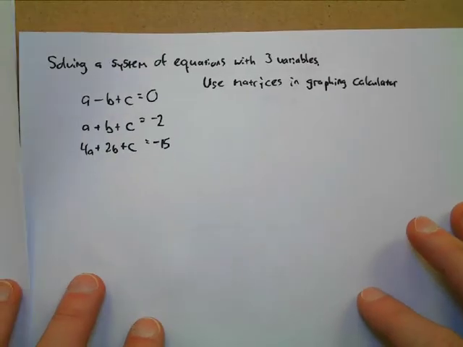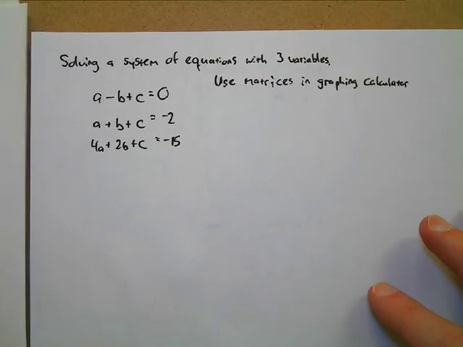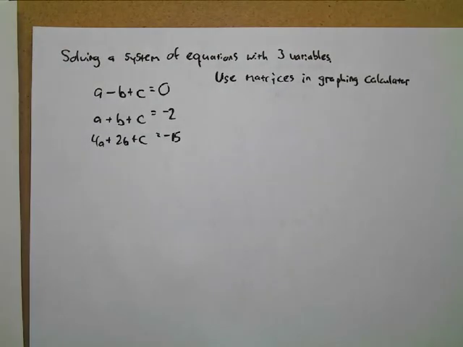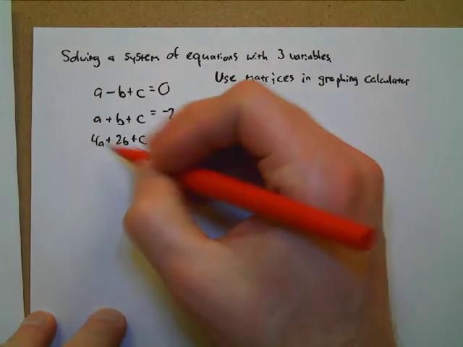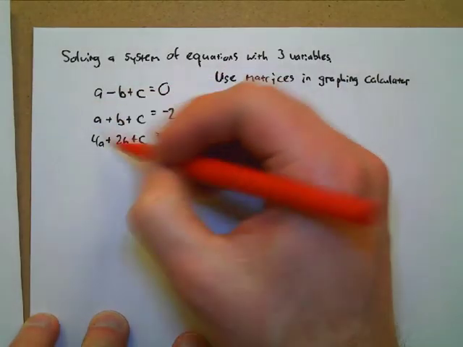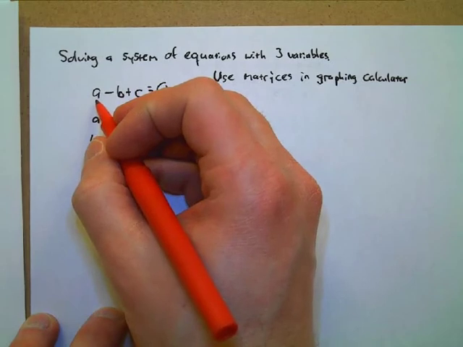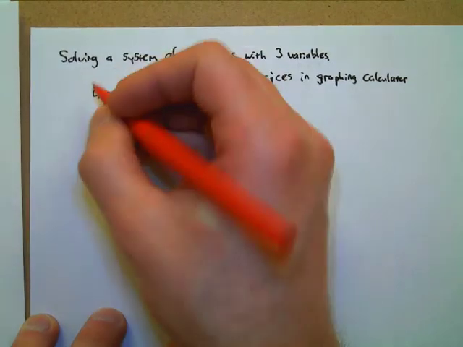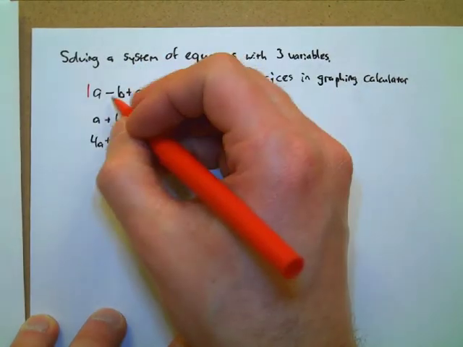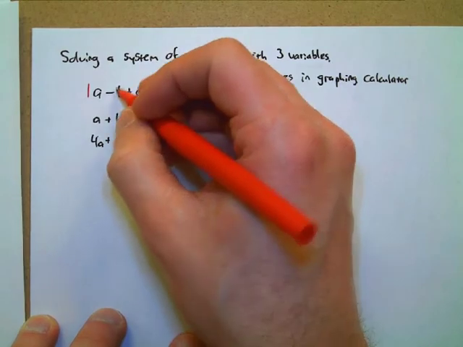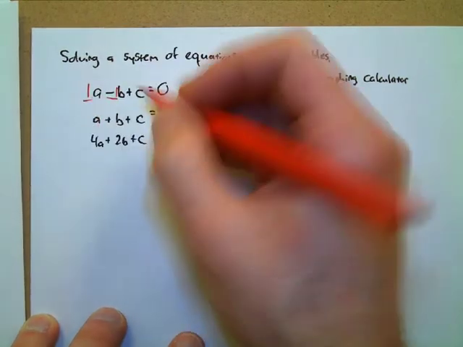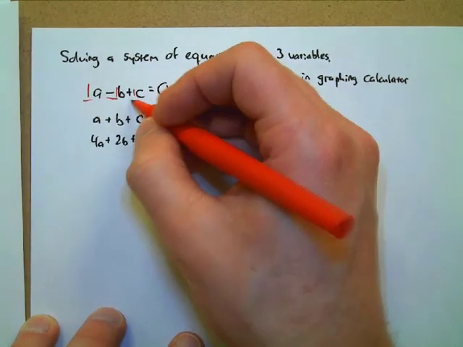Use matrices, and I'll show you what I'm talking about here. So we're going to create 2 matrices. One matrix is going to be all of the coefficients of our variables. So for example, what is the coefficient of this A right here? What's the number in front? 1, right? What's the number in front of this B? Negative 1, right? And what's the number in front of this C? A 1. Okay, so it's 1, negative 1, 1.